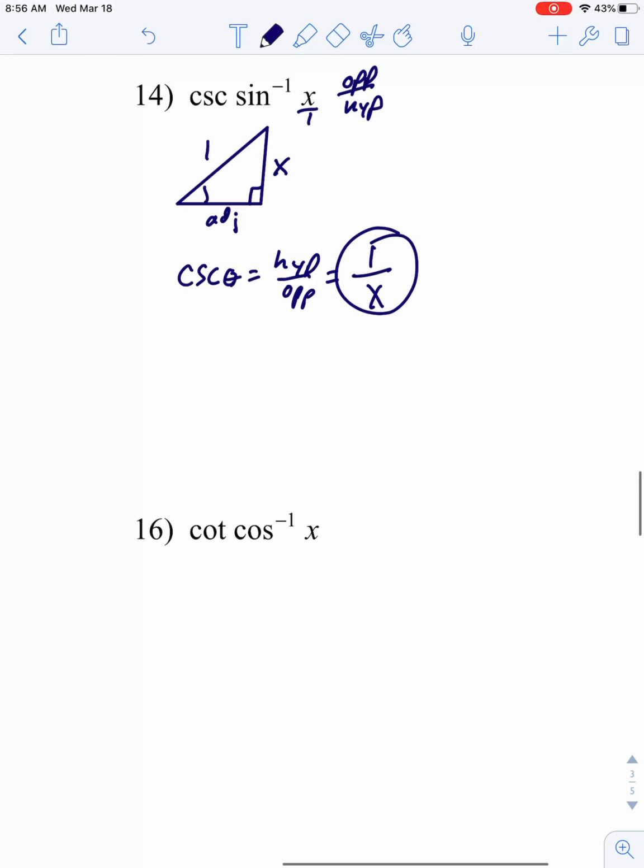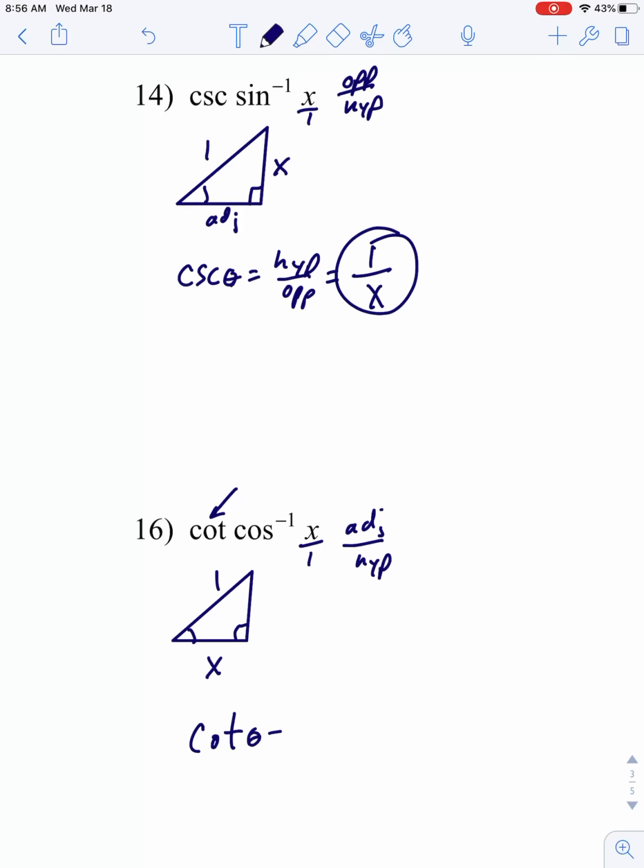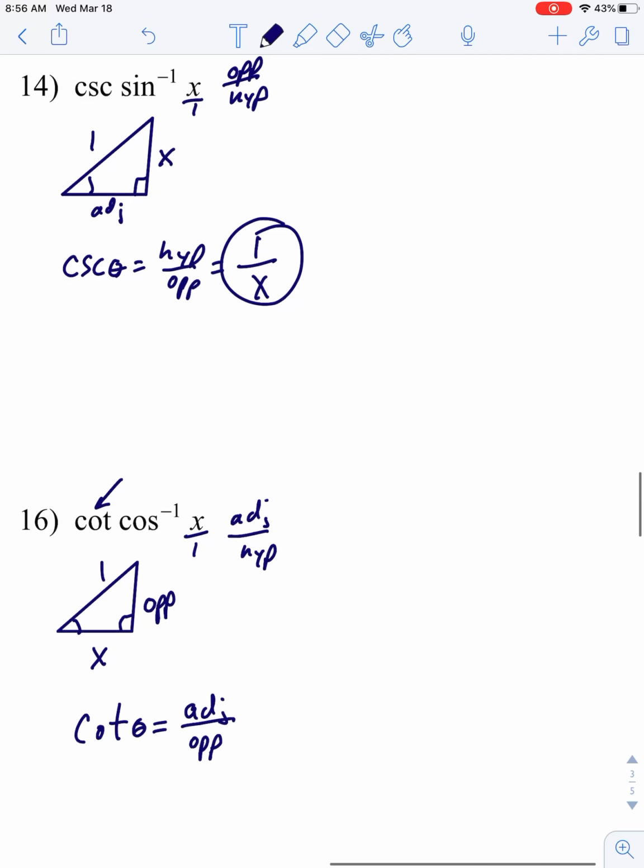Number 16, maybe it'd be a little more of a rigorous problem where we have to do a little more work. So here's my right triangle. So we start with inverse cosine of x, or think of it as x over 1. That's adjacent over hypotenuse. So the hypotenuse is 1, the adjacent is x. Now we're trying to figure out cotangent. Cotangent is defined as adjacent over opposite. So in this problem, we really do need the opposite. We find that by doing the Pythagorean theorem. 1 squared equals x squared plus opposite squared. 1 squared is just 1.